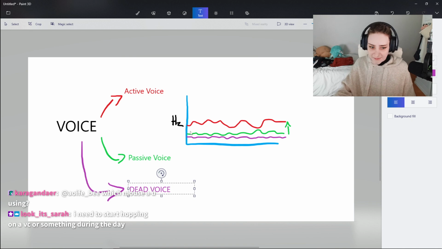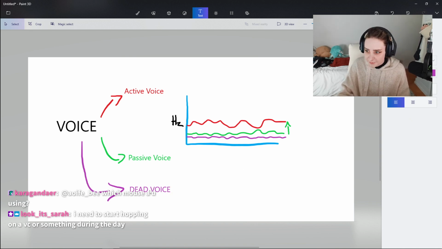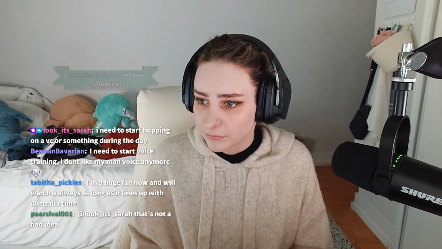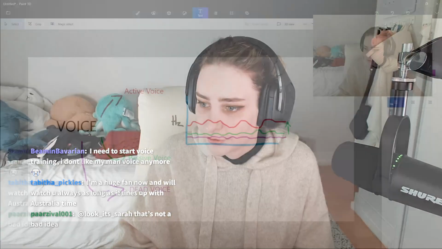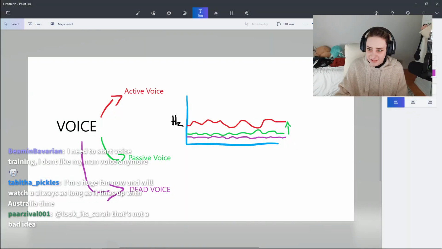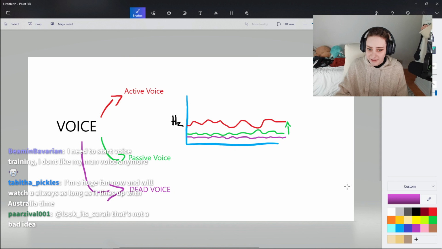So the more I spend time practicing this passive voice, the more impossible it becomes for me to use this voice. In fact, at this point, I don't think it's possible for me to ever sound how I sounded pre-transition. I don't think I could recreate my old voice at all.